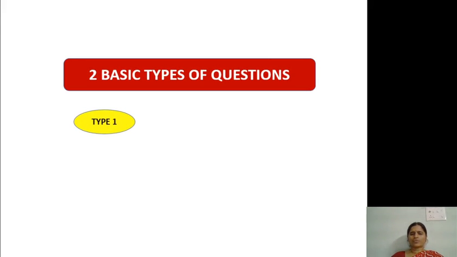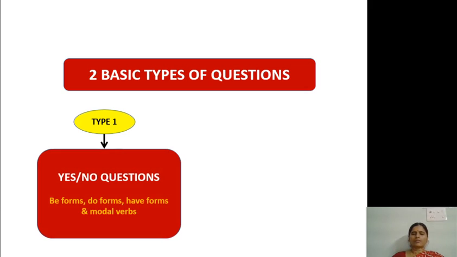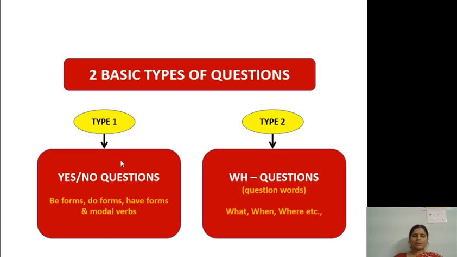As I said, we have two basic types of questions. The first type is yes or no questions, and the second type is WH questions. For type 1, yes or no questions, we make use of be forms, do forms, have forms, and modal verbs to frame these questions. And for the second type, WH questions, we make use of question words like what, when, where, etc.